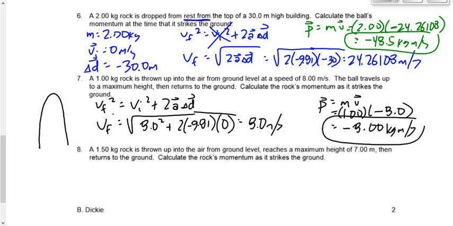Okay, number 8 looks similar again, but yet a little bit different. A 1.5 kilogram rock is thrown up into the air from ground level, reaches a max height of 7, and returns to the ground. What's the momentum as it strikes the ground? We don't know what the initial speed is like we did in question number 7. But we do know the max height here.